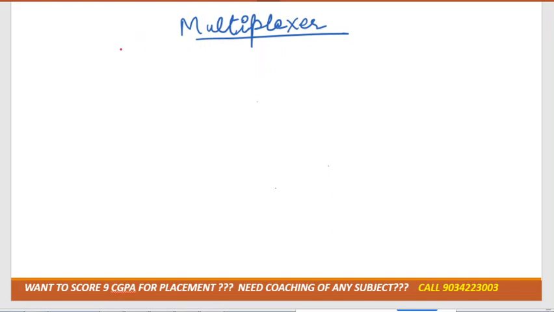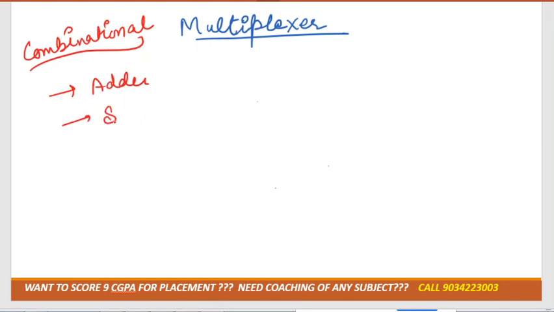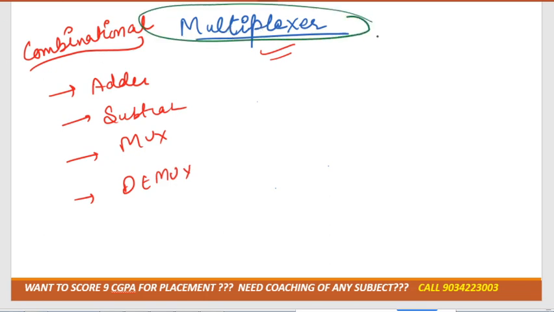Today we'll study the multiplexer. It is part of the combinational circuit. As I already told you, the combinational circuit includes the adder, the subtractor, then the mux, which means the multiplexer, then the demux, which is the demultiplexer. Whenever there is a multiplexer, there are more chances that a question from the multiplexer comes instead of demux, but you have to do both.